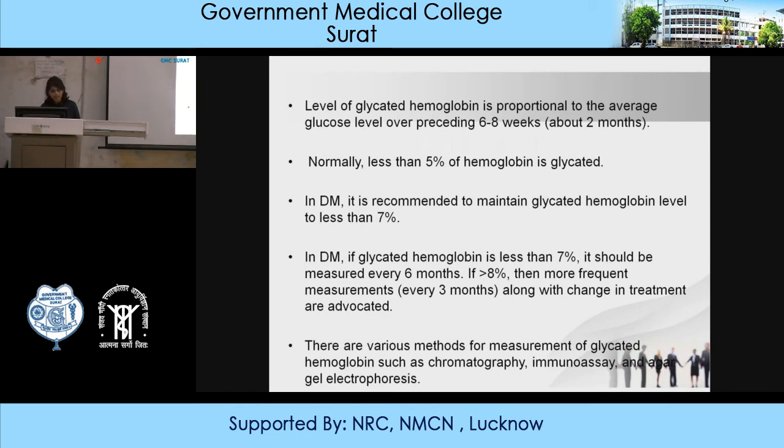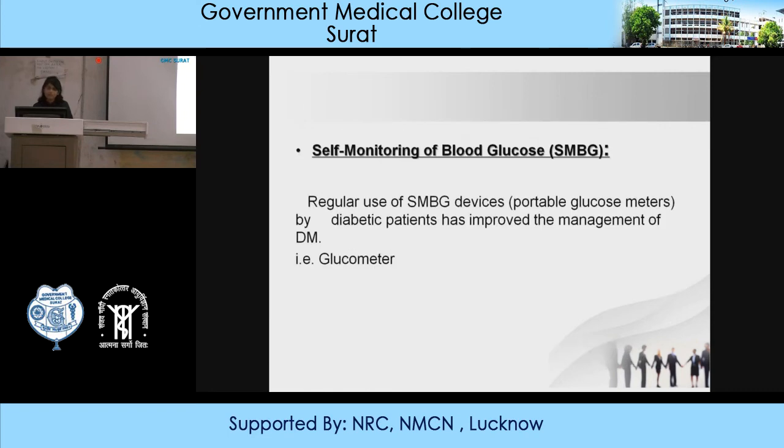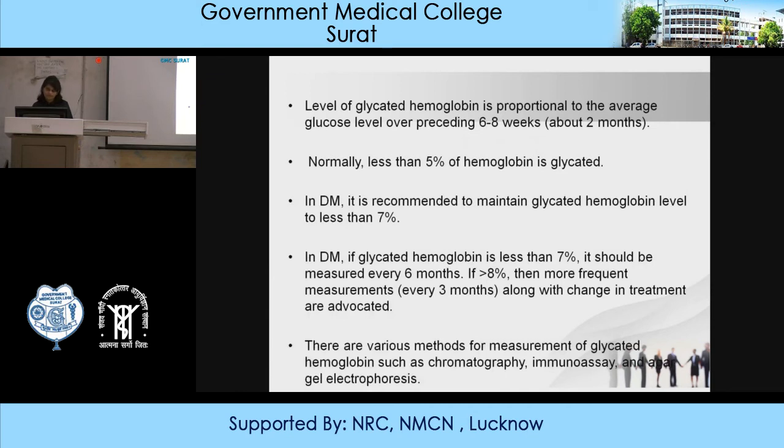In diabetes mellitus, if glycated hemoglobin is less than 7%, it should be measured every 6 months. And if the value is more than 8%, closer follow-ups are recommended, that is every 3 months, along with of course a change in treatment. There are various methods for measurement of glycated hemoglobin such as chromatography, immunoassay and agar-gel electrophoresis. So even when we perform HPLC by chromatography, we can measure HbA1c.